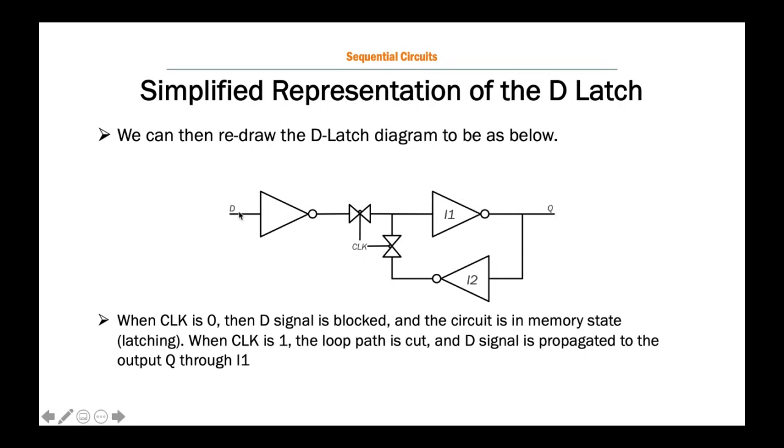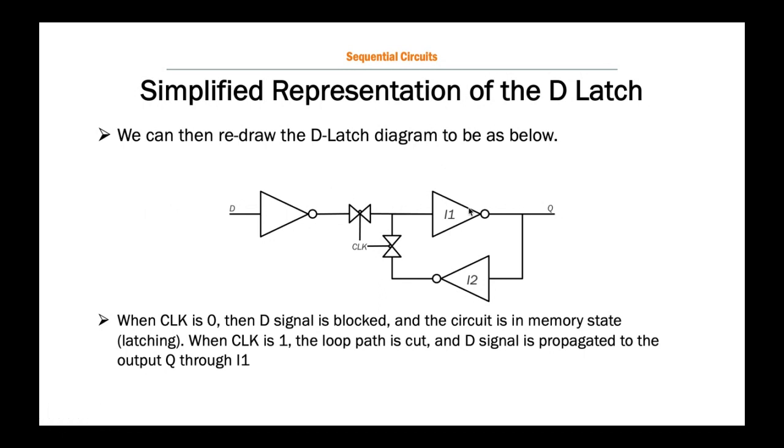So if I have, for example, 0 in here, 0 is inverted to 1, and then it travels and gets inverted again to 0. So Q is 0. If D is 1, 1 is inverted to 0, and then travels in here and is inverted back to 1, and so Q is 1. 1, 1, 0, 0. So it works.